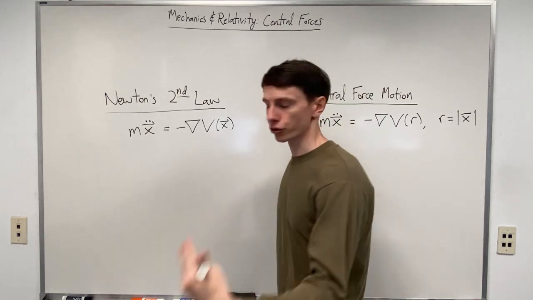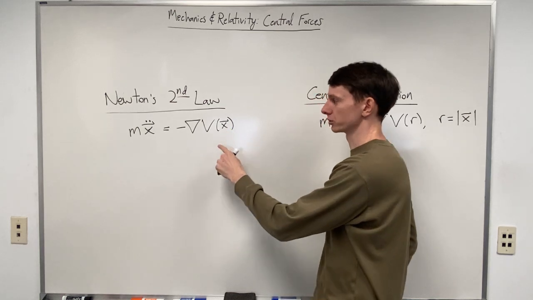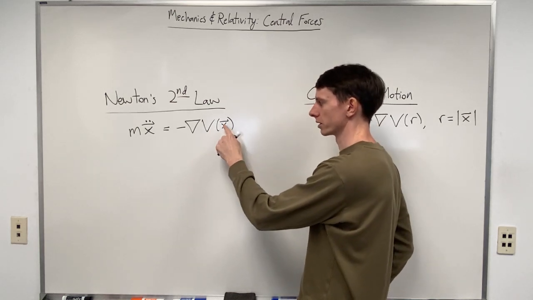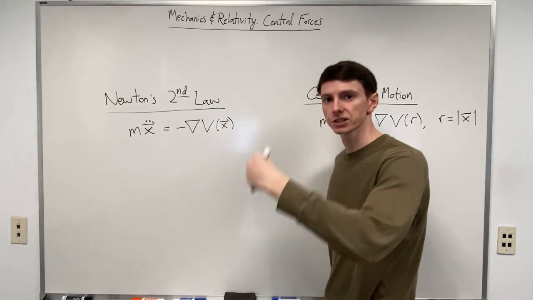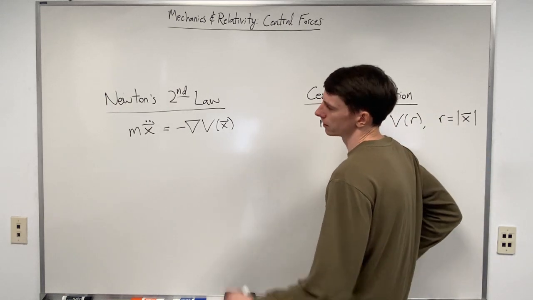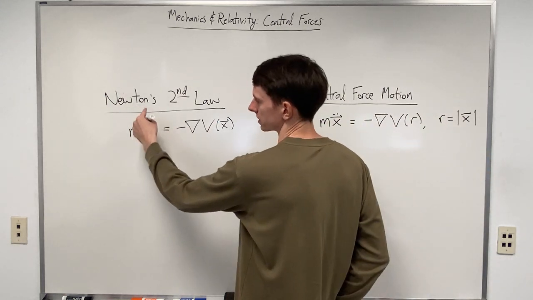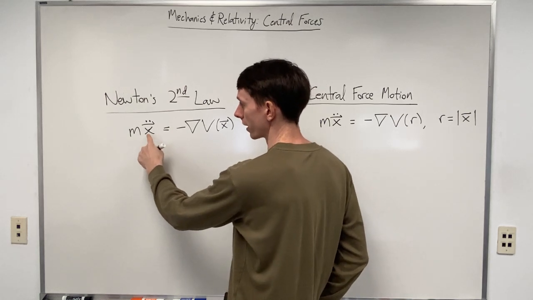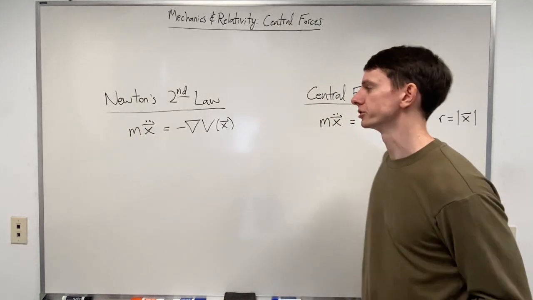Again, it's the gradient because we're working in 3 spatial dimensions. So our potential depends on a vector x, or x comma y comma z, if we want to think of it that way. And on the left-hand side, we just have m times the second derivative of a vector x, so x comma y comma z.